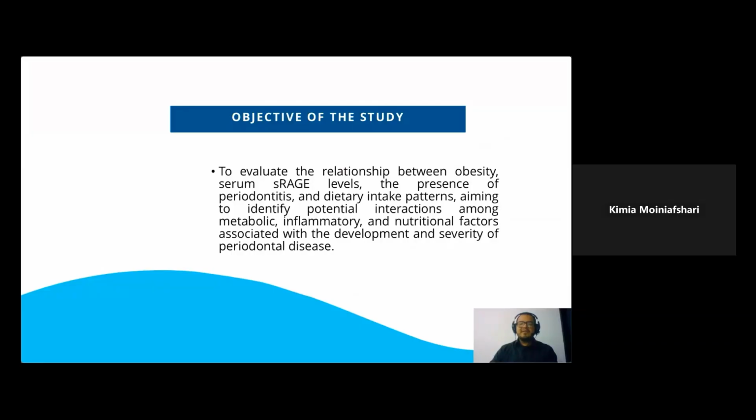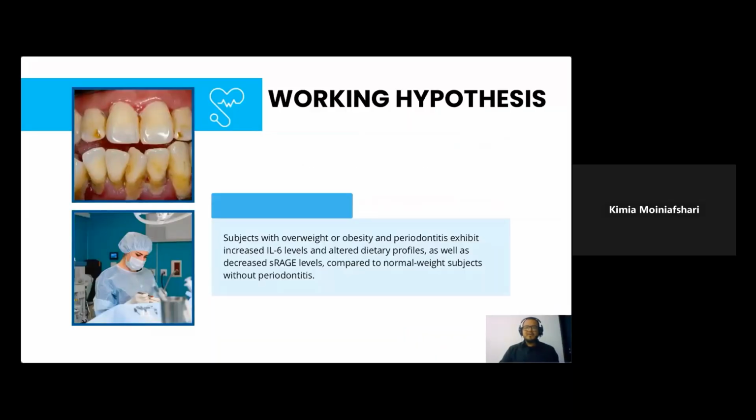The objective of this study was to evaluate the relationship between obesity, serum sRAGE levels, periodontitis, and dietary intake patterns. By integrating these factors, we aim to understand how metabolic, inflammatory, and nutritional aspects interact in the development and severity of periodontal disease. Our working hypothesis proposed that individuals with overweight or obesity and periodontitis will show increased IL-6 levels, altered dietary profiles, and decreased sRAGE levels compared to normal weight individuals without periodontitis.